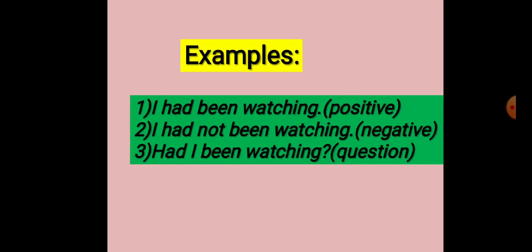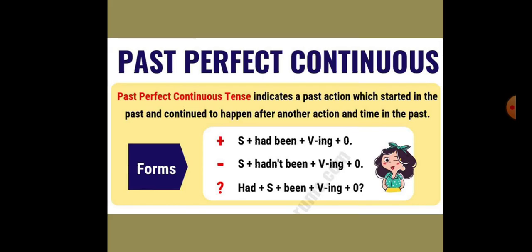You see the examples. I had been watching. This is the positive form. I had not been watching. This is the negative form. Had I been watching? This is the question form. These are the structures of past perfect continuous tense. Positive, negative, and question structures.